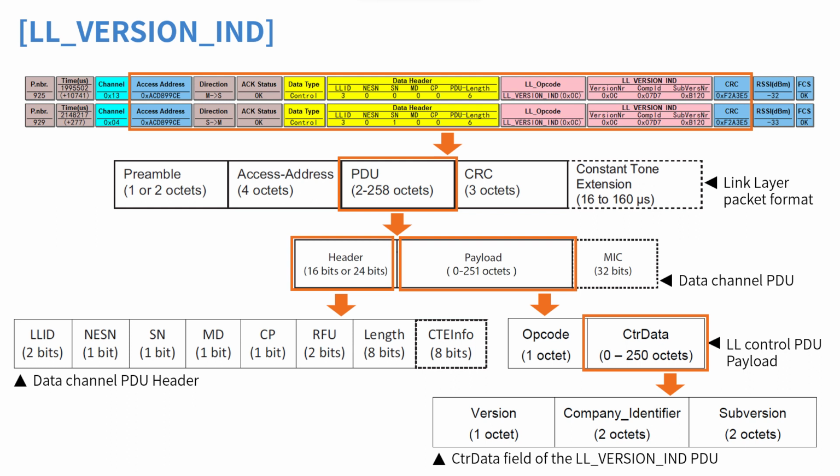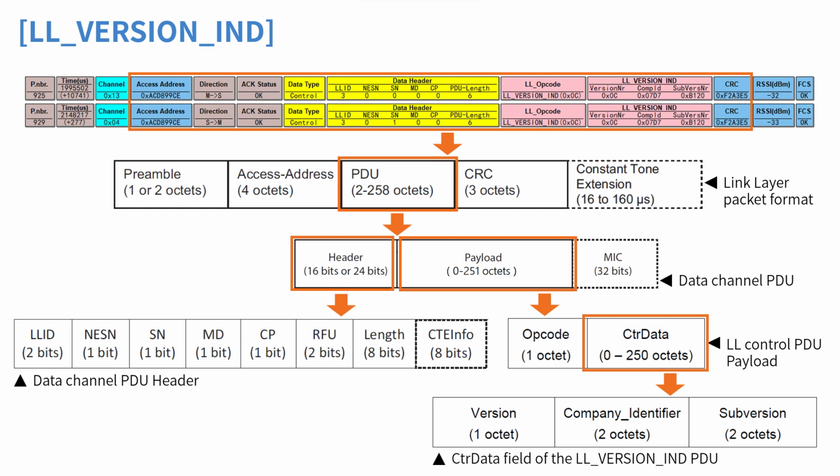The MD field is used to indicate whether the device has more data to send in the current connection event. If either or both of the devices has set the MD bit, the central may continue the connection event by sending another packet, and the peripheral should listen after sending its packet. The CP field indicates whether the data physical channel PDU header has a CTE info field, and therefore whether the data physical channel packet has a constant tone extension.